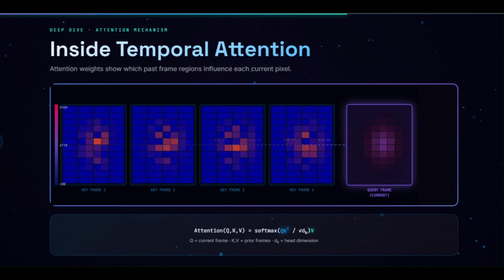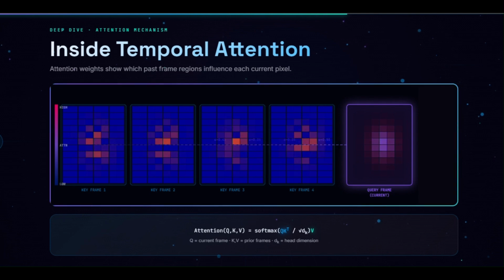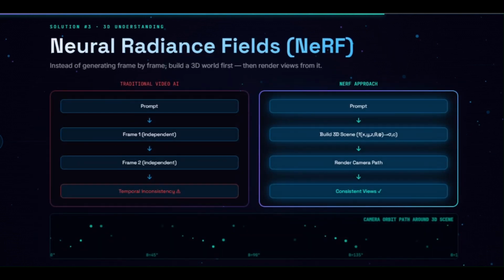In simple terms, every pixel can ask which previous frame contains information relevant to me. That's how the model builds temporal memory. And that's why modern video models can maintain consistency for much longer durations. Now let's look at a different approach.